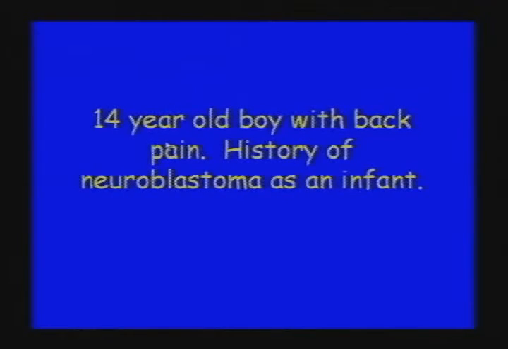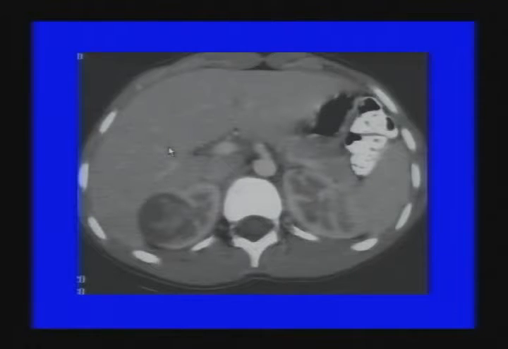The next case is a 14-year-old boy with back pain. He had neuroblastoma as an infant, and you can see on this CT scan that he has intrarenal masses. Here's one here. There's a second one that's going to be sitting over here. This one's hypodense. This one's hyperdense. There's another one right here.